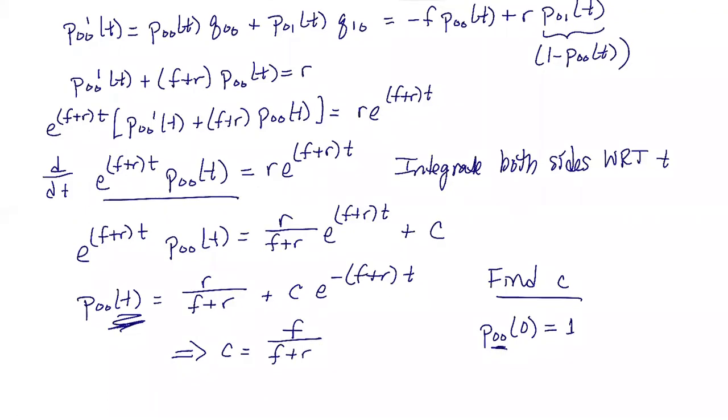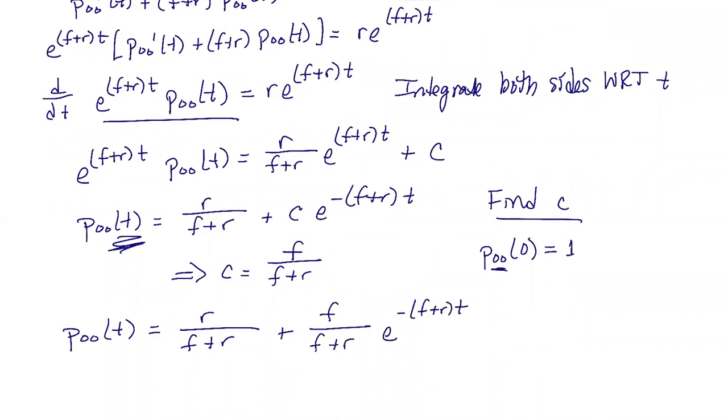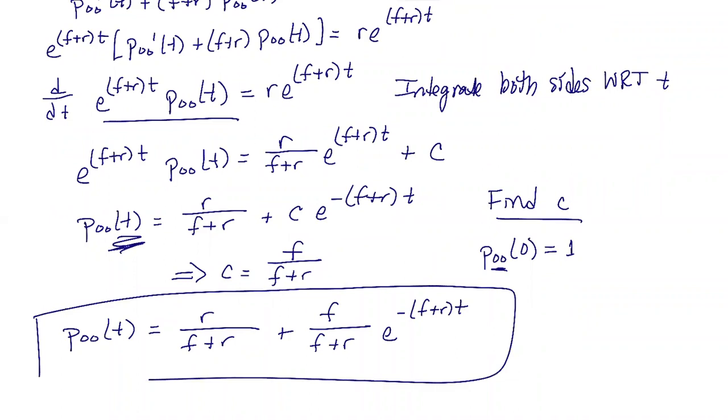And so we can pull it all together, and our final answer is the probability of going from 0 to 0 in t units of time is r over (f plus r) plus f over (f plus r) times e to the negative (f plus r) times t. And we are done.